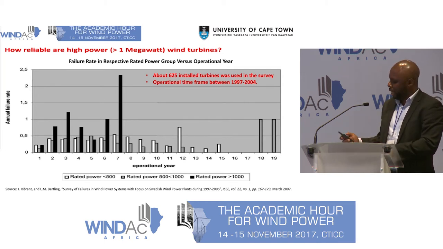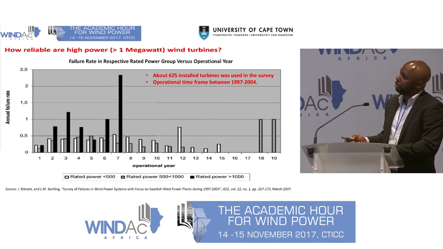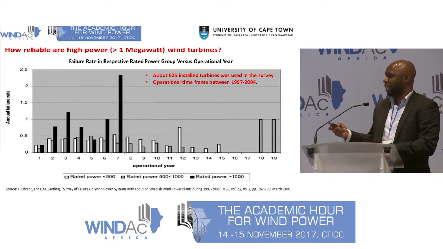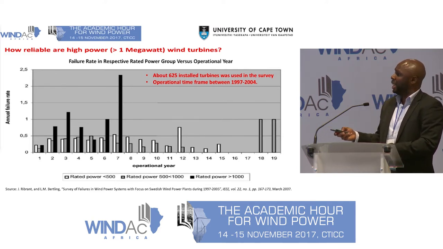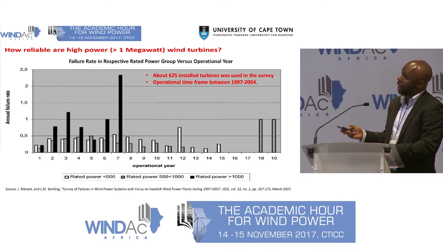One of the results they obtained was that high-powered wind turbines had a higher failure rate. As expected, because you have more components in this system, and at this time you're still operating at a very low voltage level. The research was carried out between 1997 and 2004.